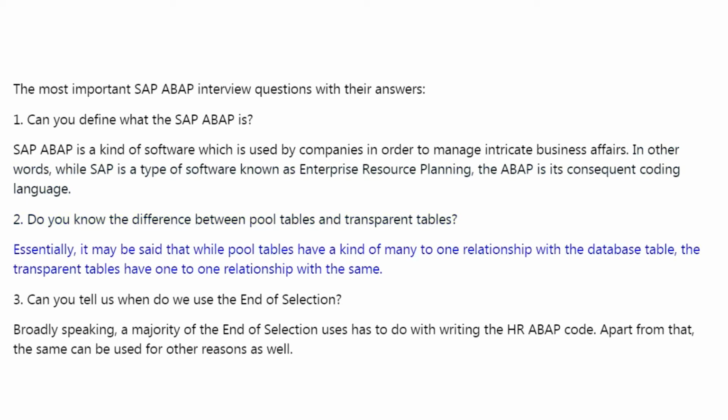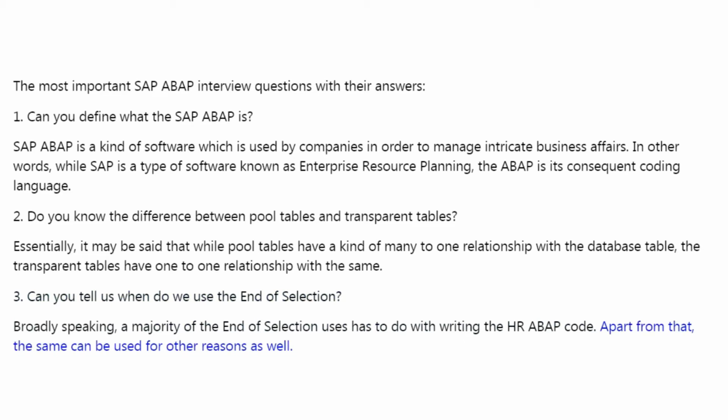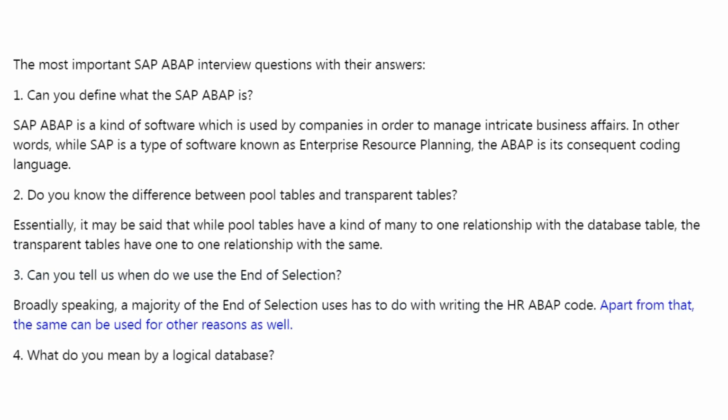Essentially, it may be said that while pool tables have a kind of many-to-one relationship with the database table, the transparent tables have a one-to-one relationship with the same. 3. Can you tell us when do we use the end of selection? Broadly speaking, a majority of the end of selection uses has to do with writing the ABAP code. Apart from that, the same can be used for other reasons as well.